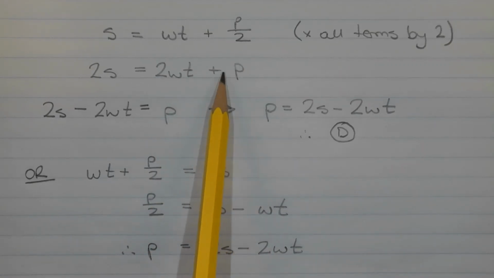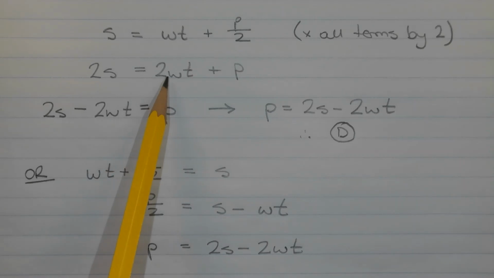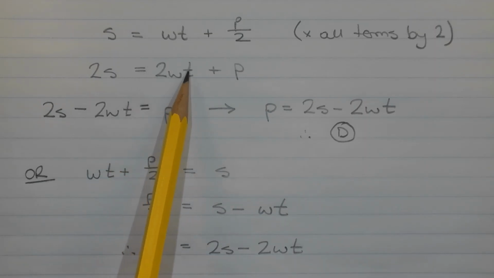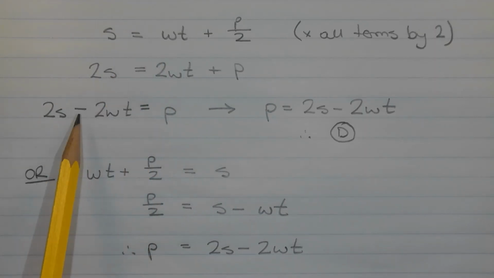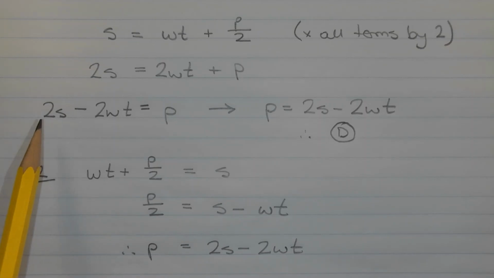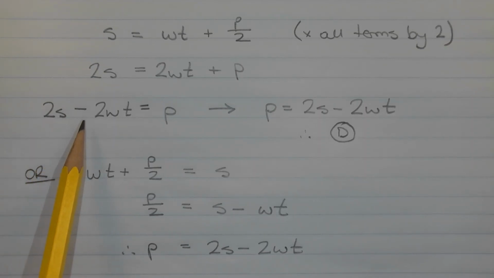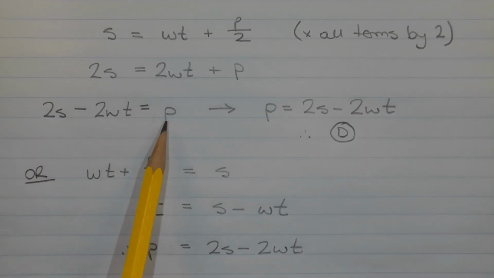Now to isolate the p, we need to move the 2wt over to the other side, to the left-hand side of the equation. Now the 2wt has an implicit plus sign here. If we move it over to the other side, it becomes negative. So the equation becomes 2S minus 2wt is equal to p.